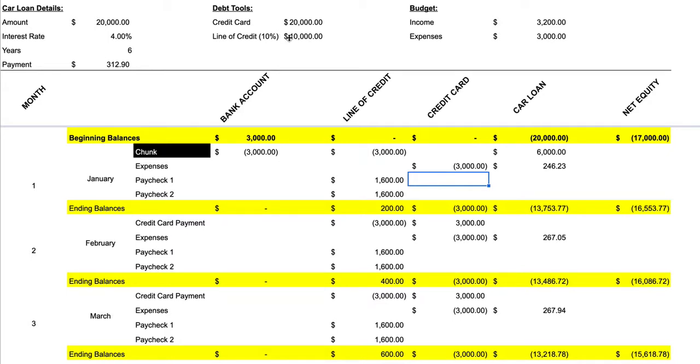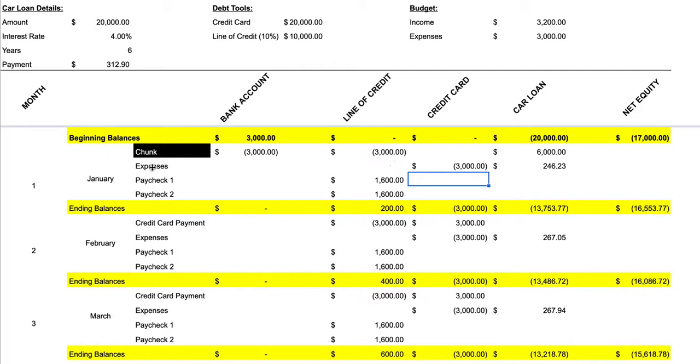You don't want to use too much of the line of credit because that can affect your credit utilization. So just keep that in mind. I'm not going to get deep into that, but just keep that in mind. That's why I'm only using negative $3,000 in this situation, right? And you always want to work the numbers just to see how things are going to work out.